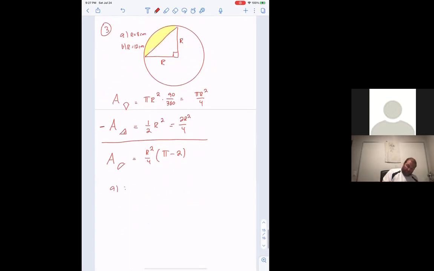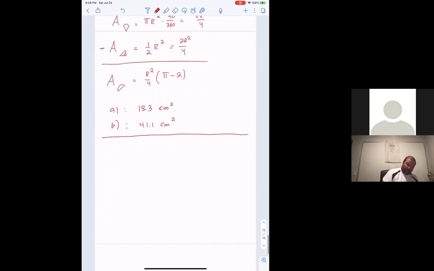So for part A, if I plug in 8, so 64 over 4 times pi minus 2, gives me 18.3 square centimeters. And for B, where I just do 12 squared, which is 144 over 4, times pi minus 2, gives me an area of 41.1 square centimeters. A lot faster than doing the same work twice. Let's just do it once and apply it twice.